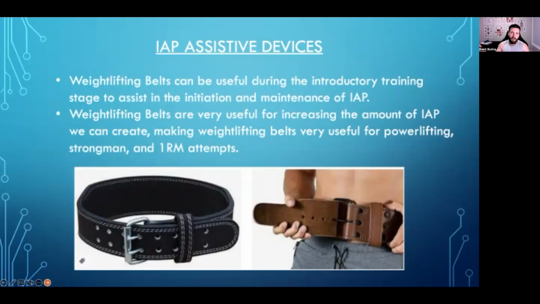Do you need to use it for the LGN program? Up to you. We're usually doing sets of 6, 8, 10, 12 reps. So it may not necessarily be warranted, but I've got nothing against it. If you guys want to use it, go ahead. That's absolutely fine.